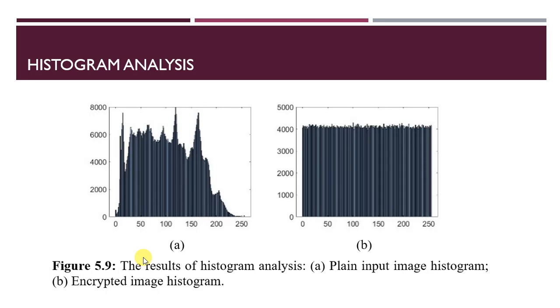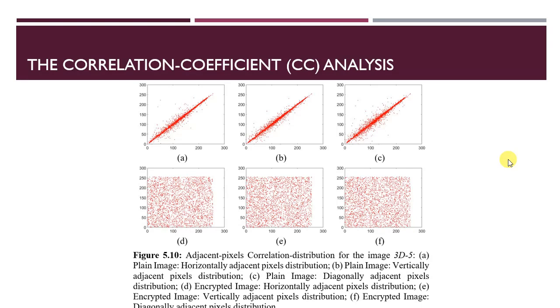Histogram analysis. Image A shows the histogram of the original images. As you can see, they are not smooth, but if you look at image B, the encrypted images are very smooth. This is the histogram analysis.